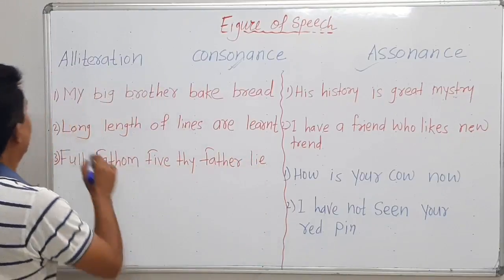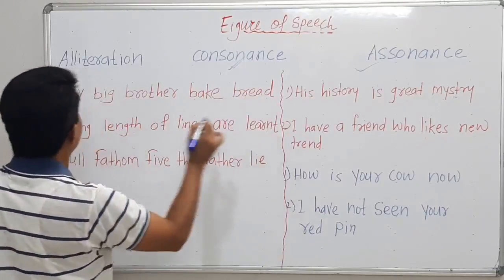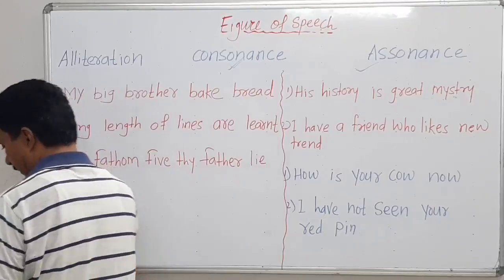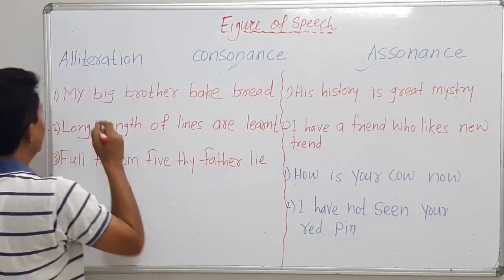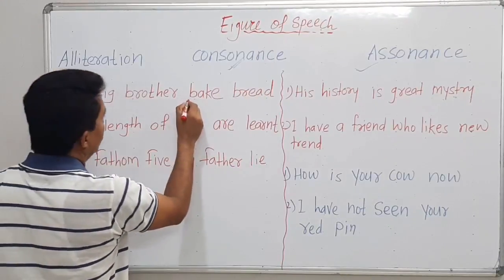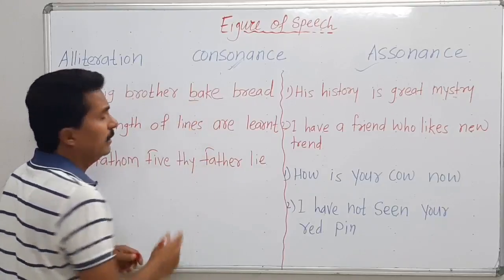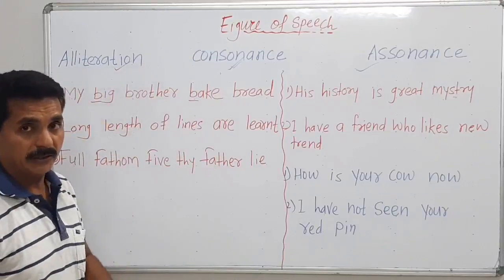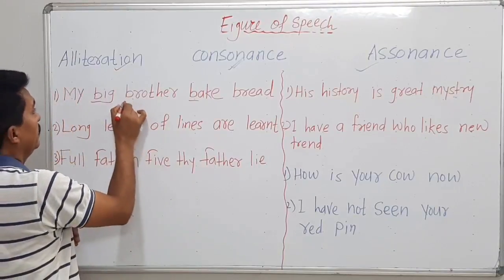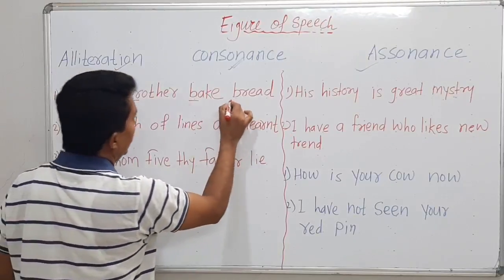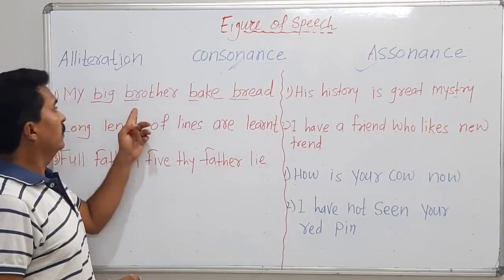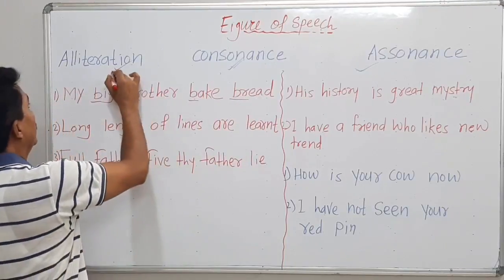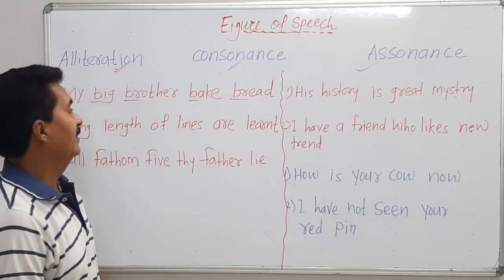For example, my big brother baked bread. Big and bake, these two words are there. The b sound in big, the b sound in bake is repeated, and therefore the figure of speech is alliteration. In the same way, brother, br, bread, br. The br sound in brother, the br sound in bread is repeated, therefore figure of speech is alliteration.